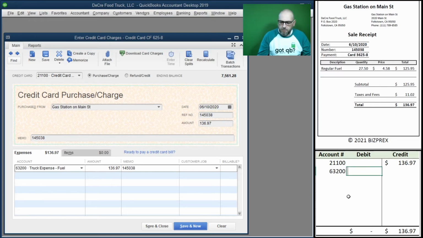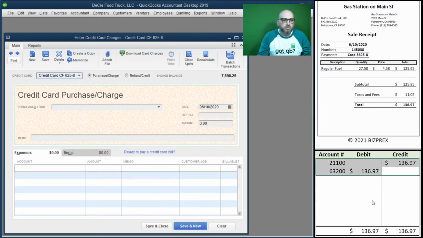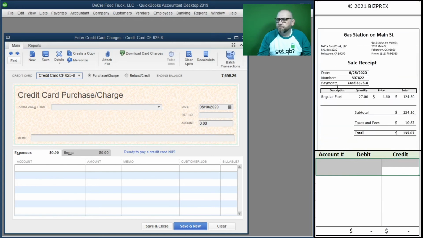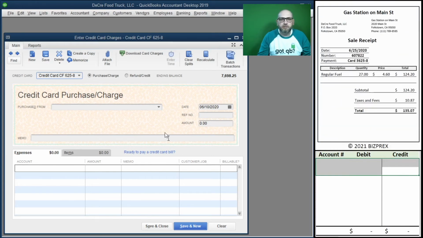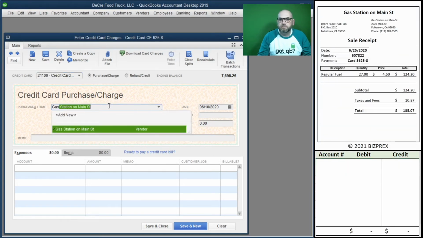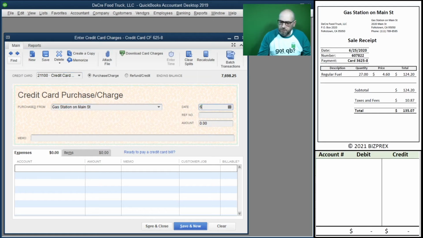What else is happening? Well, we're spending money on gasoline or on diesel fuel. So in this case, again, our fuel expenses are going up and they're debited, right? So that's what happened here. This is our transaction. Again, check the dates, all correct, amounts, all good, save and new. And let's go to the next one. All right, we have another gas station receipt.